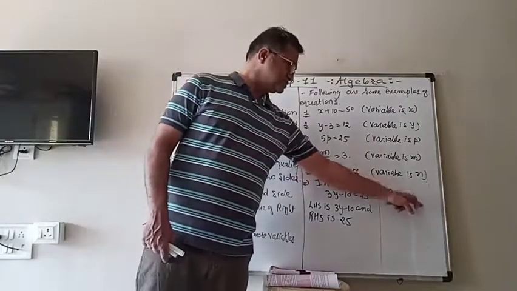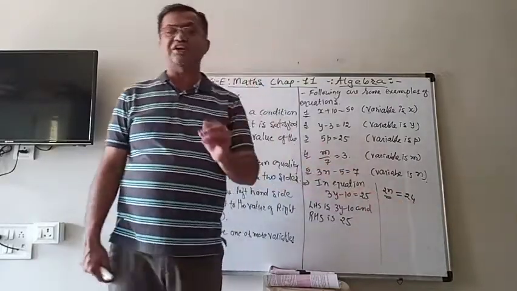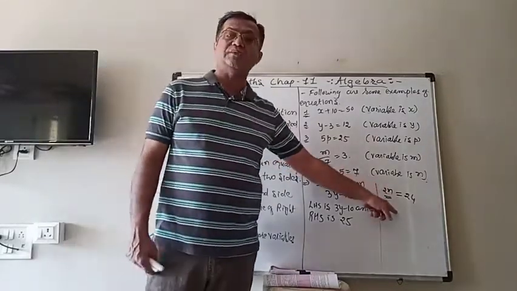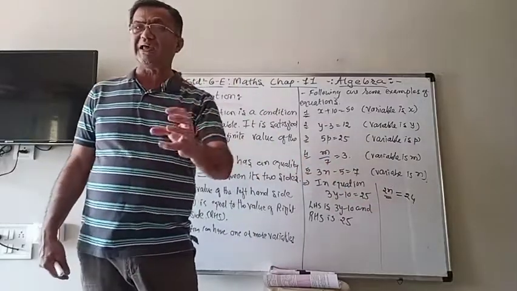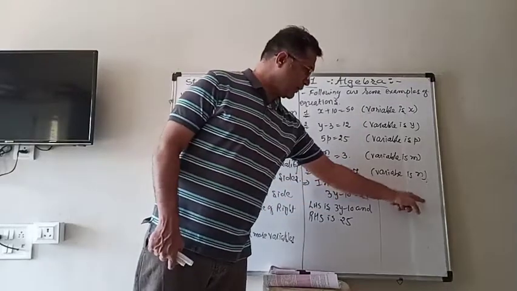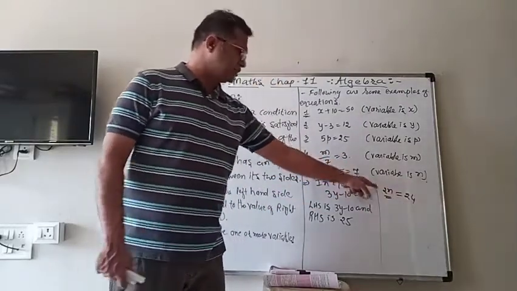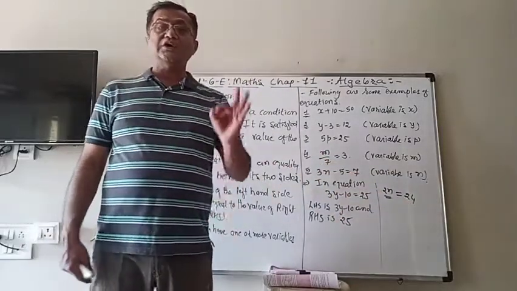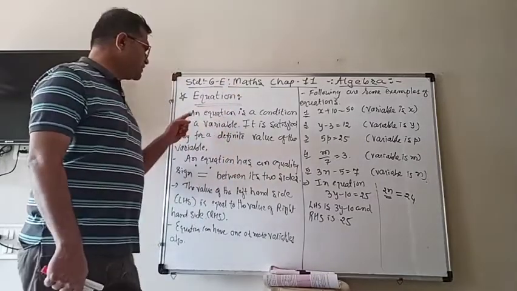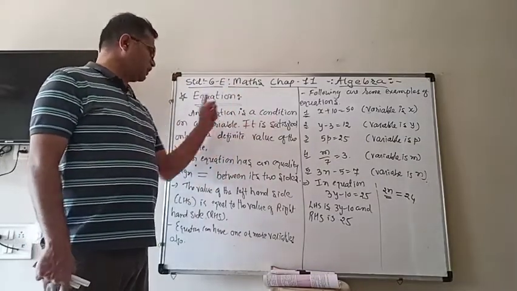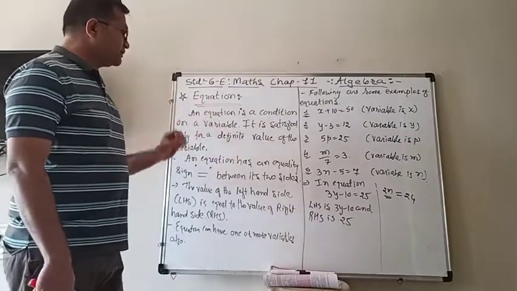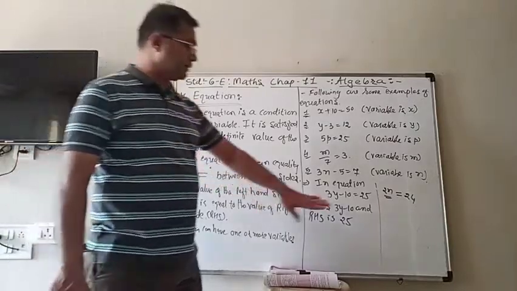So this equation is satisfied only for a definite value. What was the definite value? n is 12, because if you make 12 L's, then 12 twos are 24. These types of statements are known as equations. So what is an equation? An equation is a condition on a variable, and it is satisfied only for a definite value of the variable.